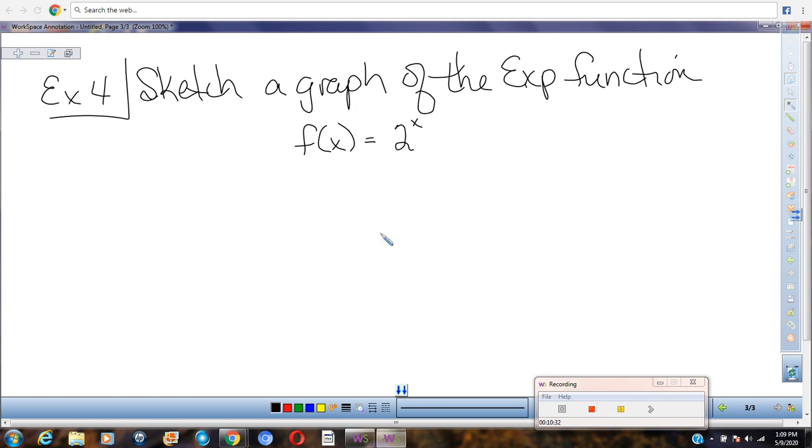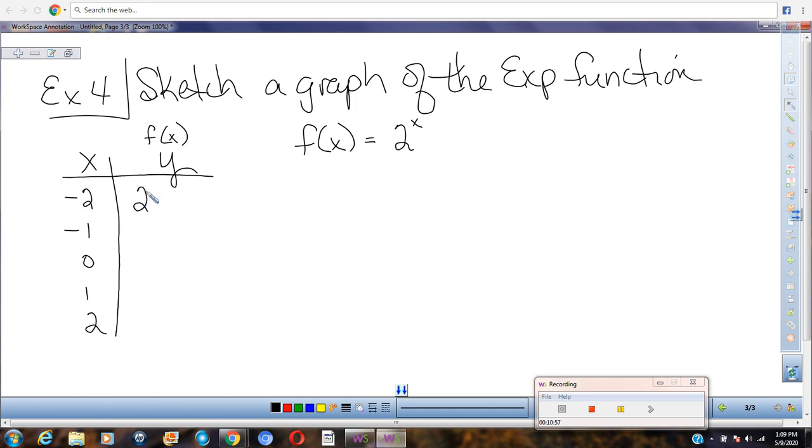All right, so anytime we're graphing, there's 5 points that we use every time. What are those 5 points? In our table, we always use -2, -1, 0, 1, and 2. And again, our y is the same as our f of x. So we're going to start here. We're going to plug in 2 to the -2 power. And again, that negative exponent drops this 2 to the bottom, and we get 1 over 4.